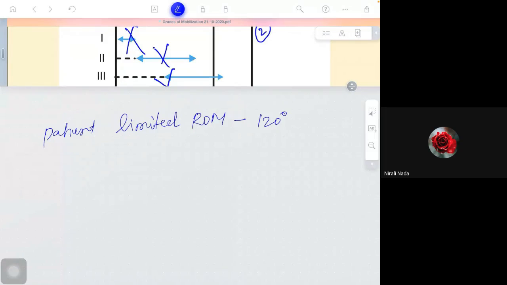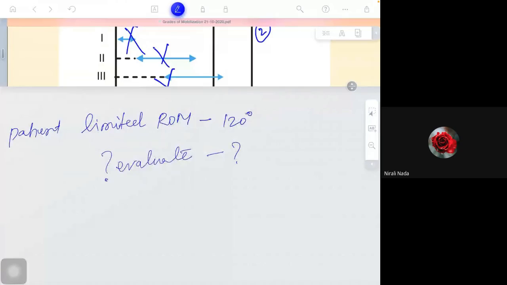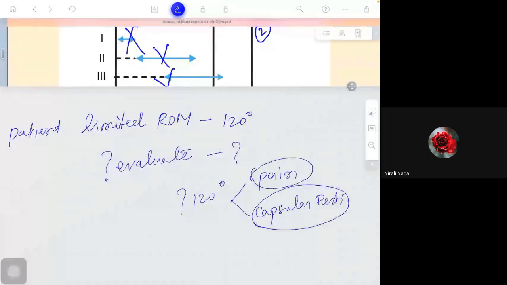You will evaluate. What you will evaluate? You will evaluate what is the reason for limited range of motion. Why the range of motion is 120? It may be due to pain, or it may be due to capsular restriction. You have to first find what is the cause. Clear? And what will be your aim of treatment?